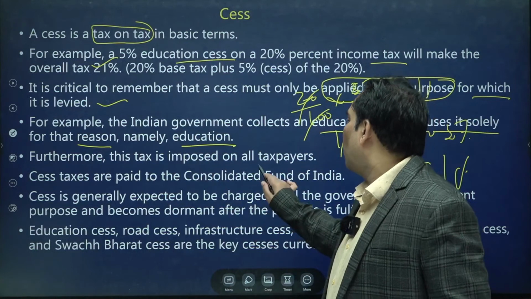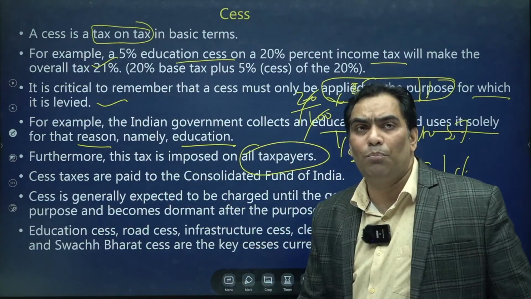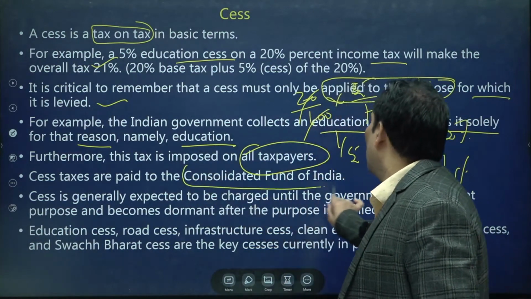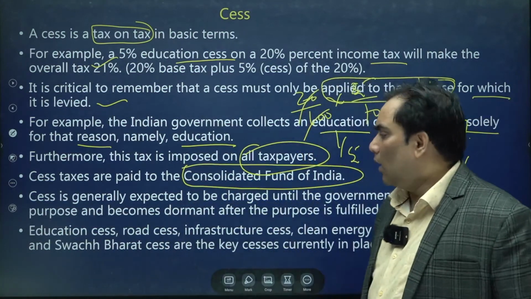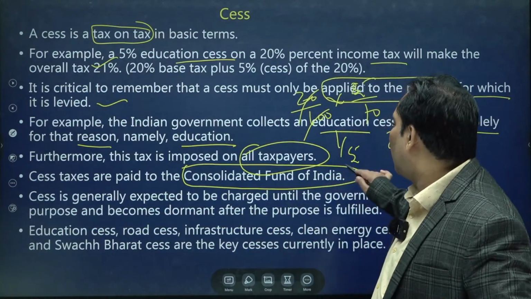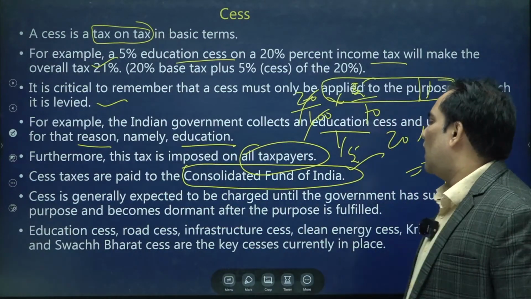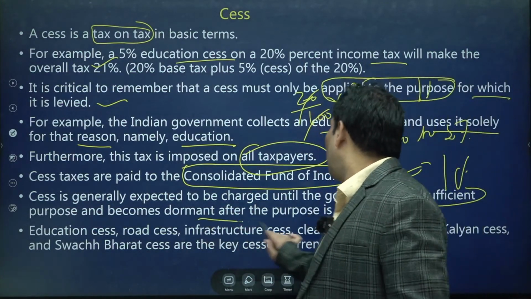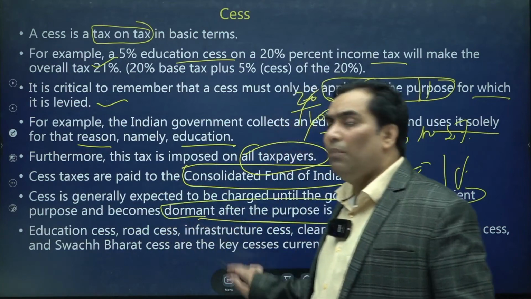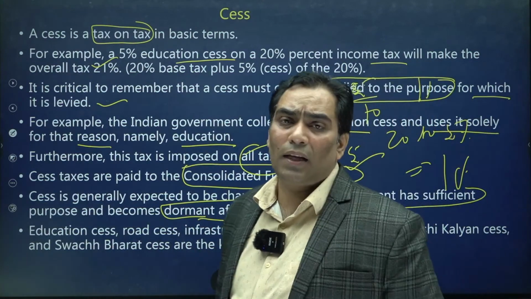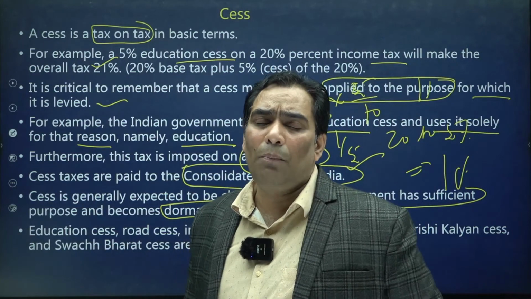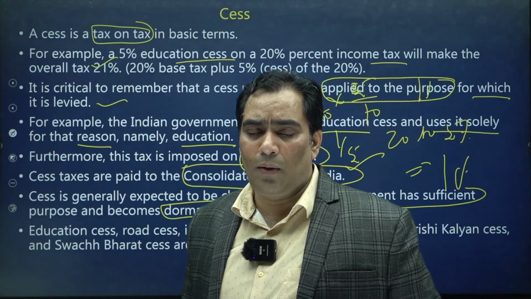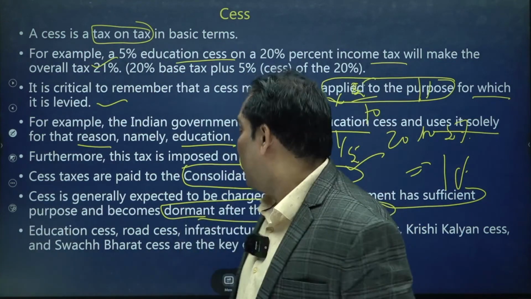Furthermore, cess is imposed on all taxpayers. Whatever revenue is collected through cess is going to be part of the Consolidated Fund of India. Cess is generally expected to be charged until the government fulfills that purpose. That means the government is supposed to charge the cess until the objective defined by the government is fulfilled.